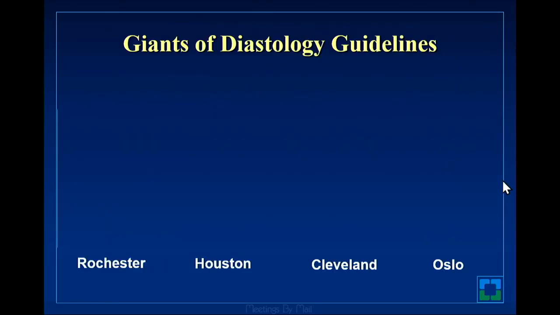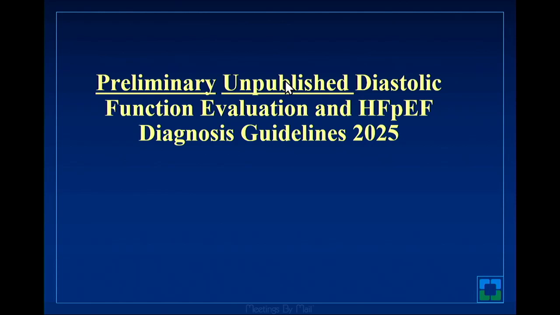Okay, now we have fistfights. These are the giants of diastology guidelines. Literally, every day there are 20 emails from Mayo Clinic, from Rochester, from Houston. Cleveland is sort of like the tiebreaker, and then we have Oslo. So these guys, including myself, are trying to figure this out. So you have to shut your eyes. This is the rendition, this is what we came up with. So basically, it was too complicated. We tried to merge everything. Now we have a stepwise approach.